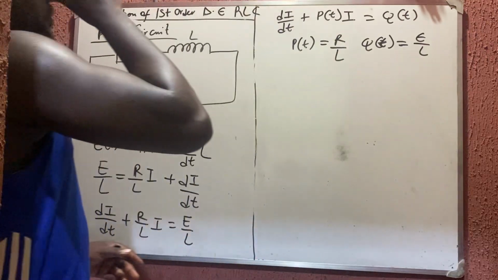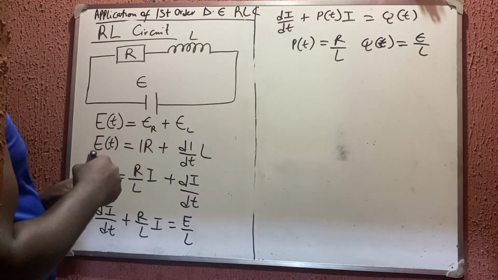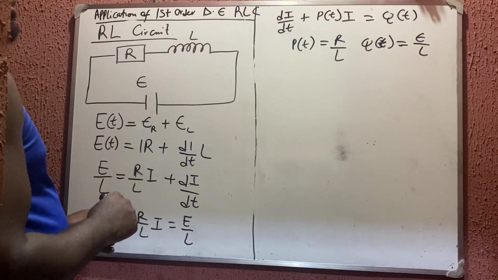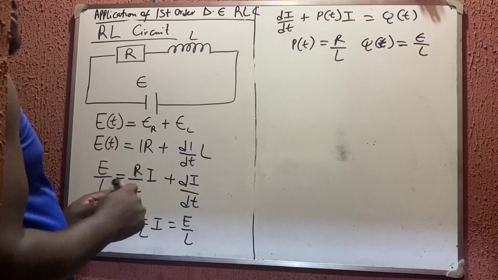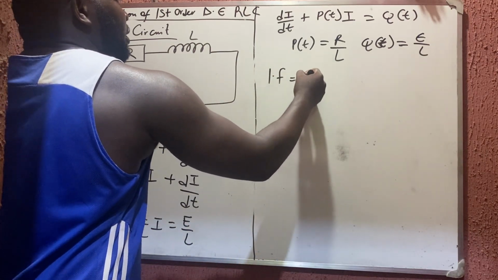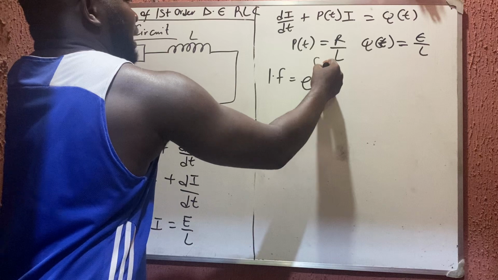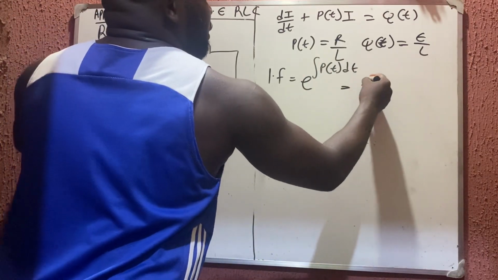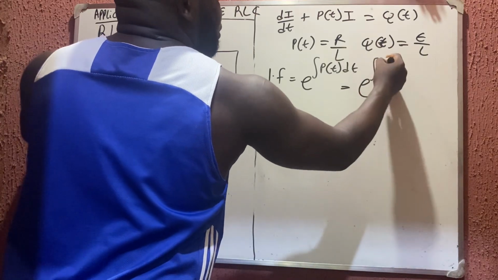Now, don't forget that in solving a linear first order differential equation, we need the integrating factor. An integrating factor is simply e raised to the power of the integral of p of t dt. Which is what? e raised to the power of the integral of what?